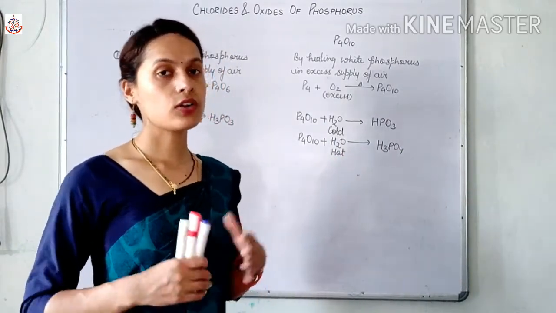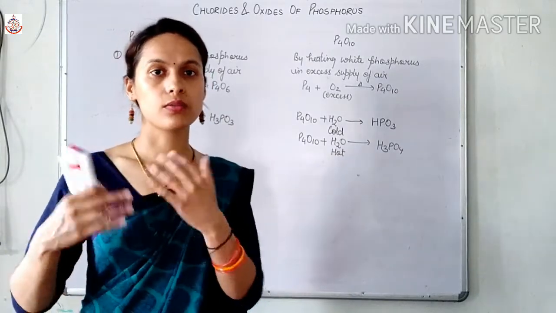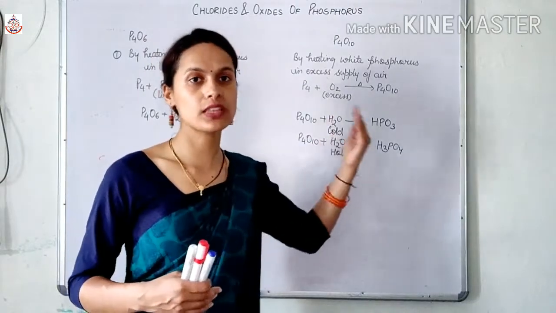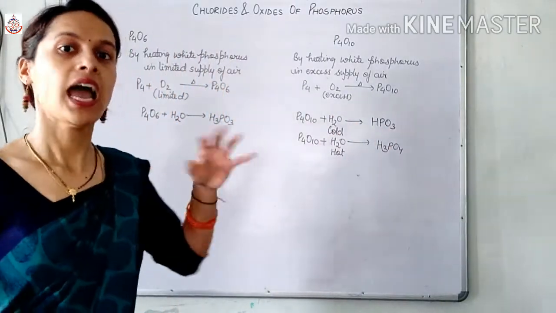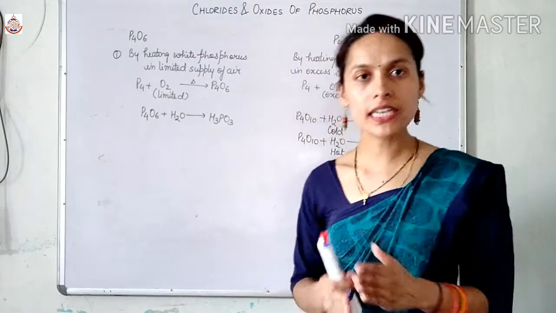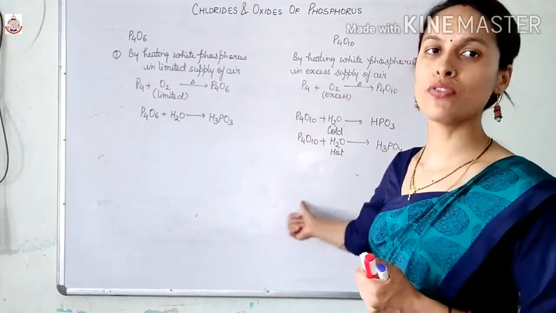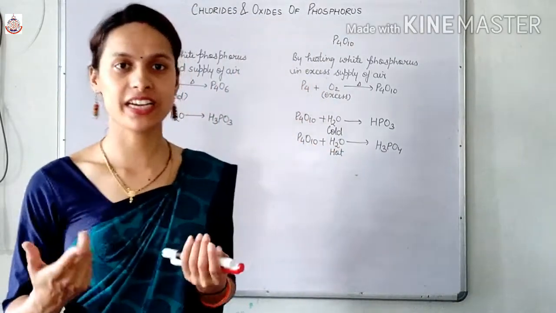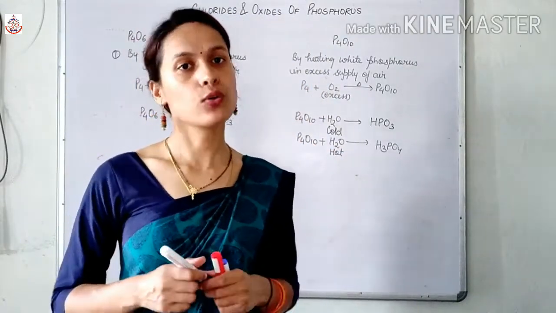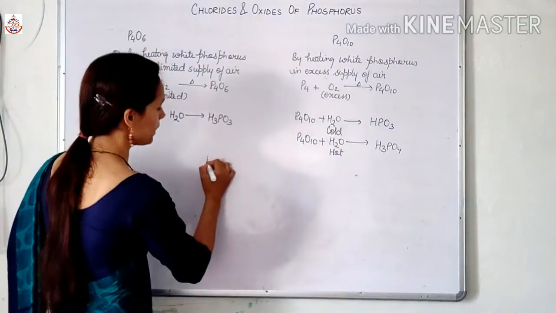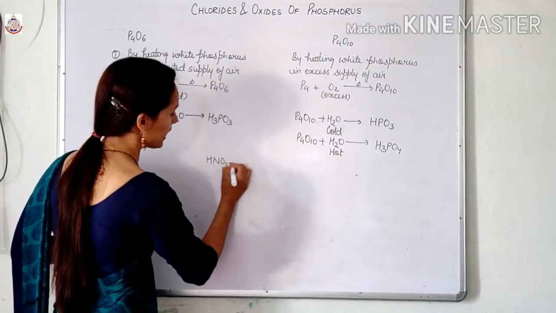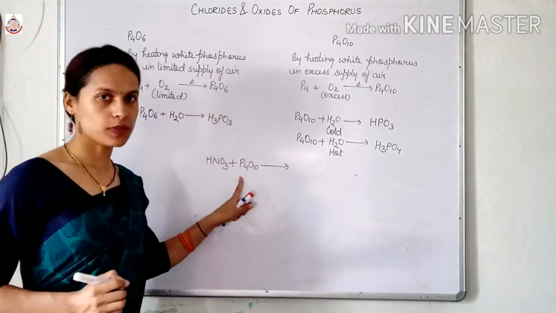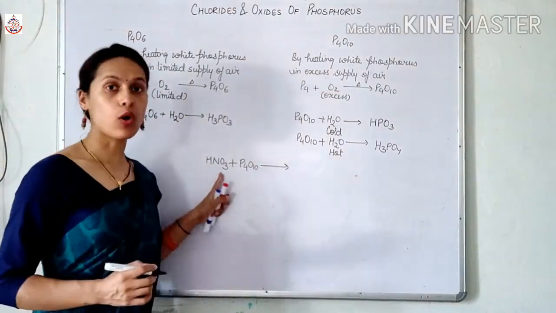Next, the affinity of P4O10 is more towards water. If we compare P4O6 and P4O10, the affinity towards water is more for P4O10. So P4O10 is used as a good dehydrating agent. For example, suppose I have to dehydrate HNO3, I use P4O10. Now I have to remove water from this.